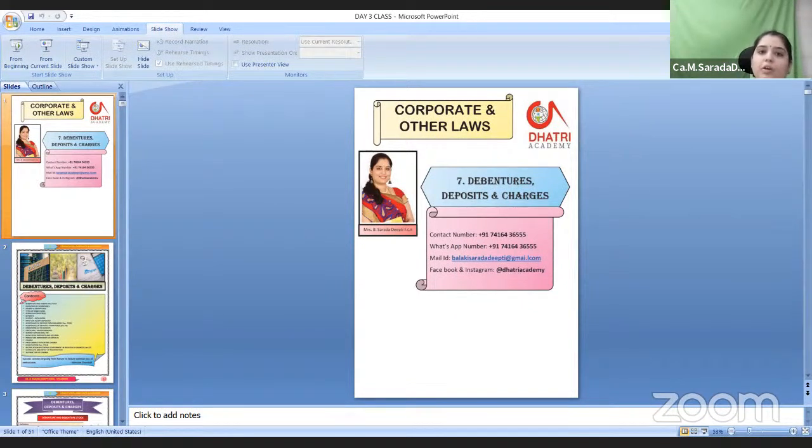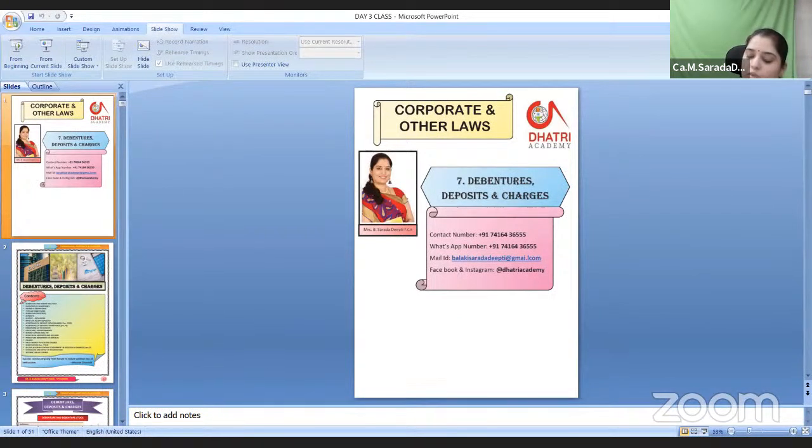Ma'am, what is this first priority and second priority debentures, ma'am? Ma'am, in case of first priority debentures, they are repaid first before making any payment to second priority debentures. Second priority debentures are repaid only after paying to first priority debentures. Okay, on the basis of negotiability is nothing but transferability.